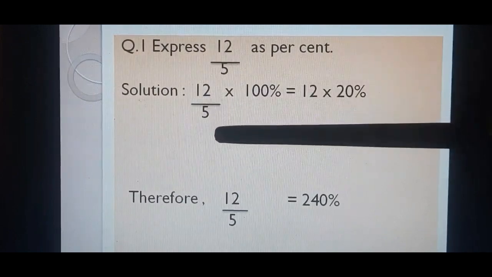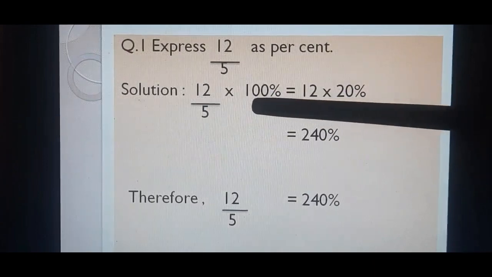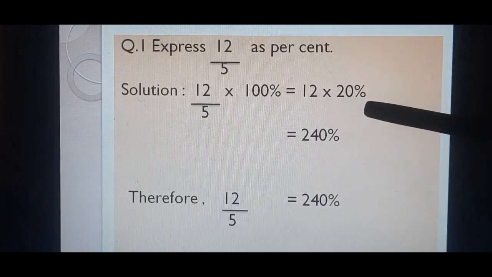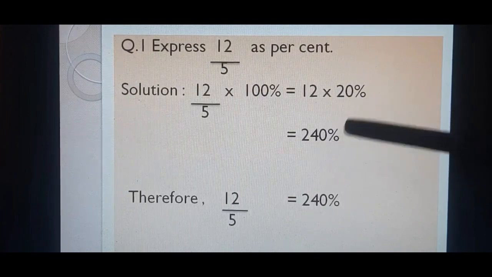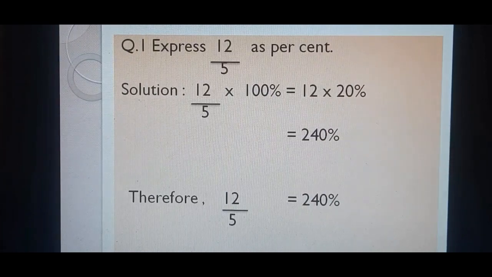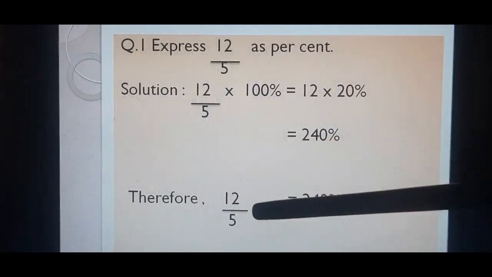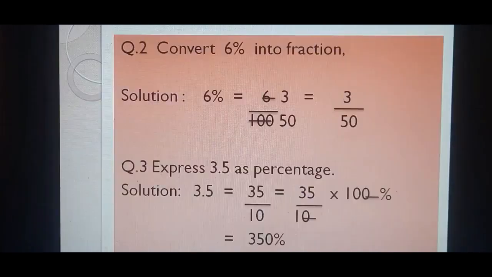So now we will do cutting. 5 ones are 5, 5 twos are 10 and 0. 12 multiply 20%. 12 twos are 24 and then 0 will be here to the right in your product. So answer will be 240%. Understood? Therefore 12 upon 5 is equal to 240%.